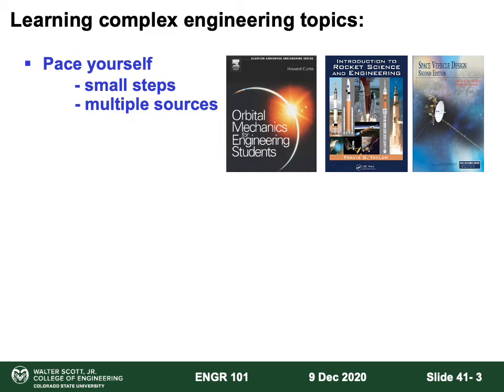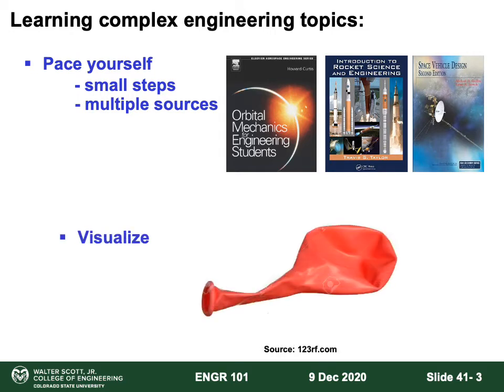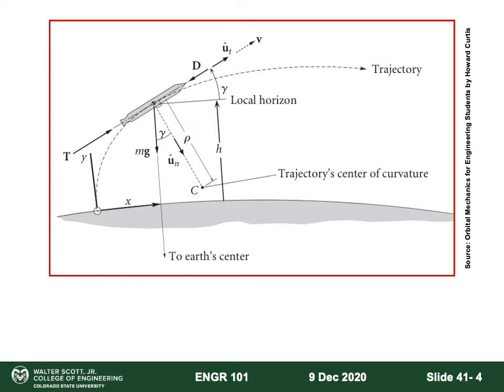The other thing that can help you understand complex engineering topics is to find something that's analogous and visualize it. So in previous years in class, I would bring balloons. Students would inflate the balloons, and when you release these balloons, they fly around in the air in exactly the same way that a rocket flies in the air, except a rocket obviously is much more controlled. Okay, so let's get into the topic.